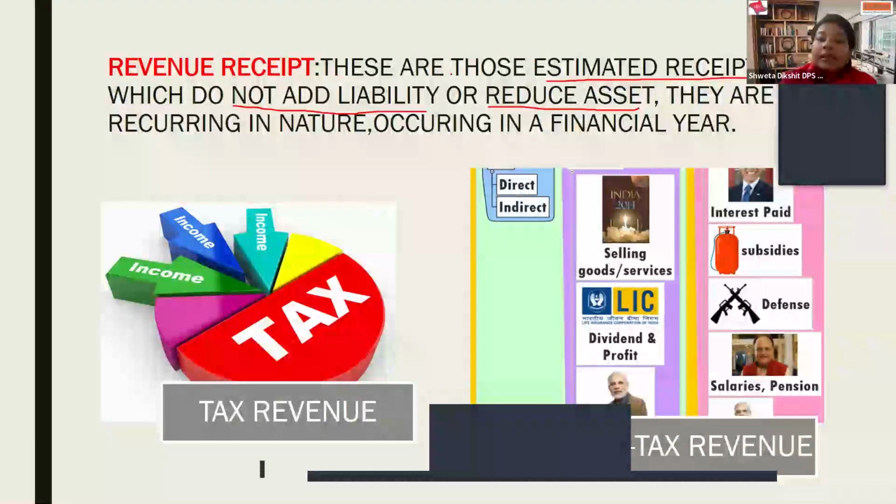That is, they are all those estimated receipts which are not going to add any liability or reduce any assets. For example, such receipts are very regular and recurring. They are not from any kind of future liability, nor is any future obligation being added, nor is the government going to reduce its present assets, like selling off any property. So they are very recurring and very regular in nature.